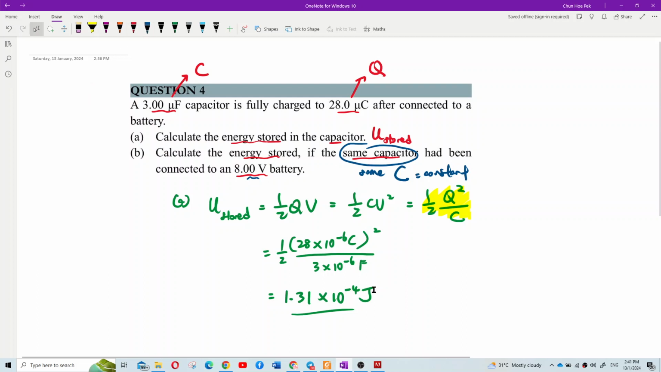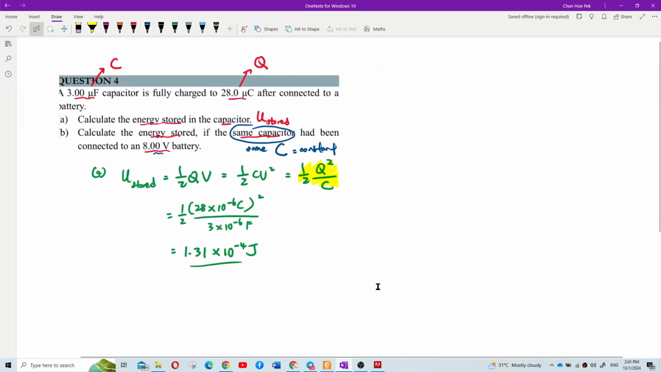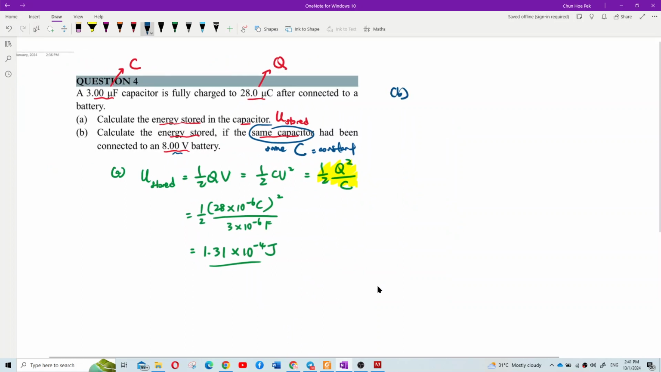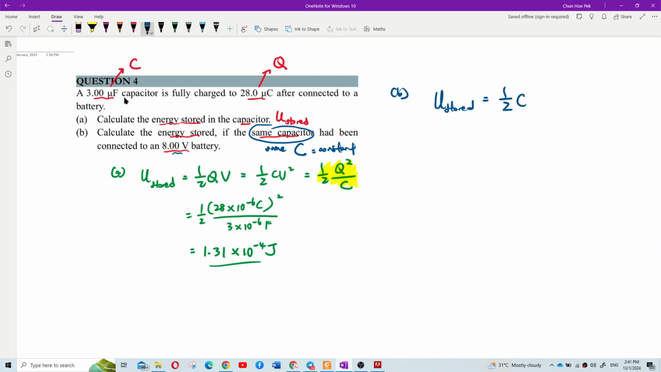Okay, so now let's do question B. Energy stored in a capacitor is half. What do you think you need to use? Use the same C value, 3 microfarad. Half C, and then connected to an 8-volt battery. So half CV square. Same capacitance, that means same farad, 10 to the power of -6 farad.